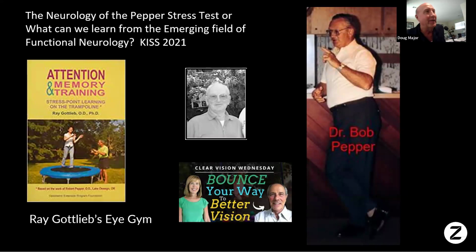Those who've been around neurology know the Pepper stress test. Do you remember the Pepper stress test? That's a test where an individual who has an eye that's not working as well, or a lazy eye, is asked to do an isometric torque of their bodies, and all of a sudden their acuity goes up or their binocular system does better.